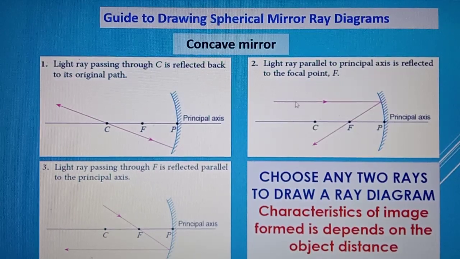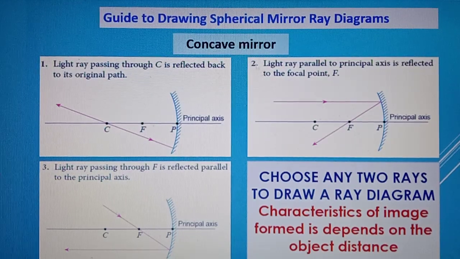Second rule: a light ray that is parallel to the principal axis will be reflected through F. The third one: a light ray that passes through F will be reflected parallel. So numbers 2 and 3 are the reverse direction of each other, the reversibility of light. When you draw a ray diagram, you just choose any two rays to draw.